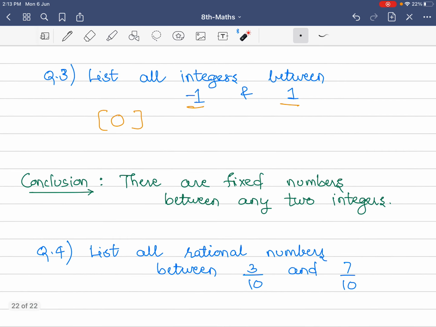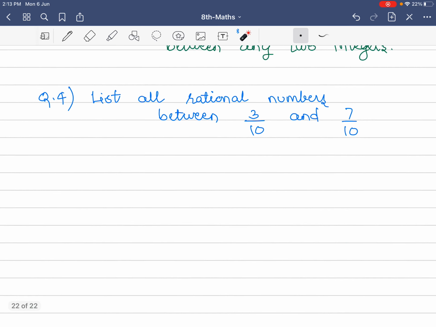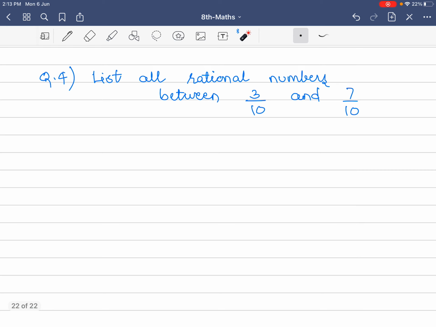Now comes the important question, which is what this video is all about. We have to find the total number of rational numbers between any two rational numbers. Between any two integers we saw, between any two natural numbers we saw. But if I give you any two rational numbers, how many rational numbers exist between them?